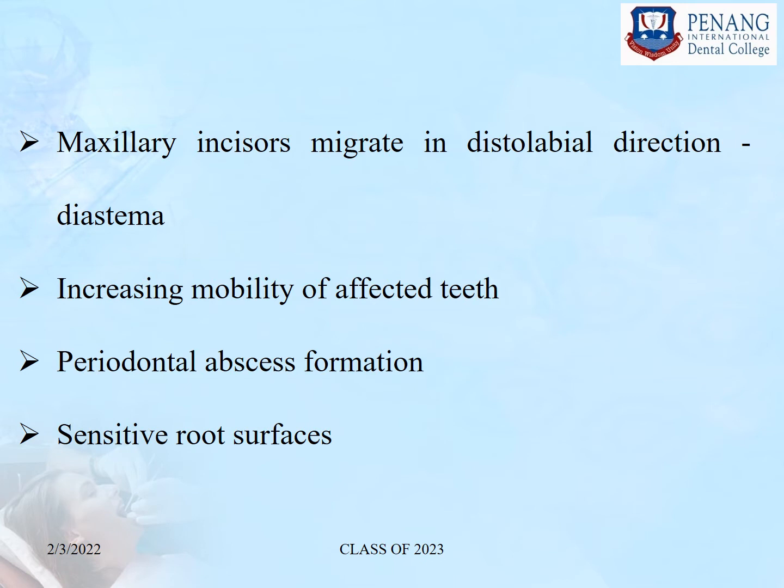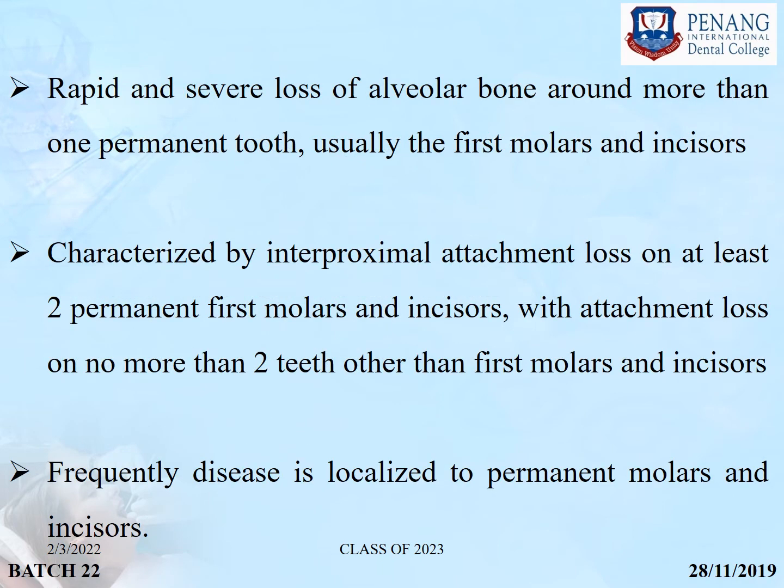Okay, other features could be that maxillary incisors migrate in the distal-labial direction. Increasing mobility of the affected teeth would be present. Periodontal abscess formation could be there, and sensitive root surfaces would be present. Rapid and severe loss of alveolar bone around more than one permanent tooth, usually the first molars and incisors, characterized by interproximal attachment loss of at least two permanent teeth, that is your first molars and incisors, and it's frequently localized to the permanent molars and incisors.